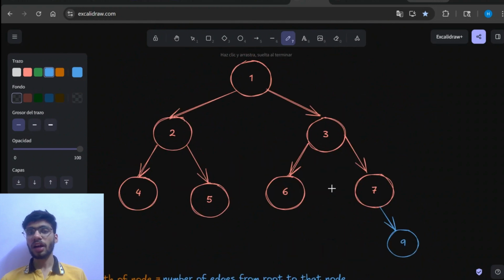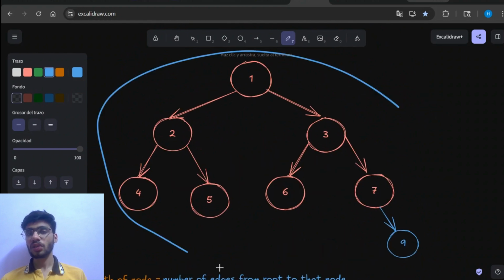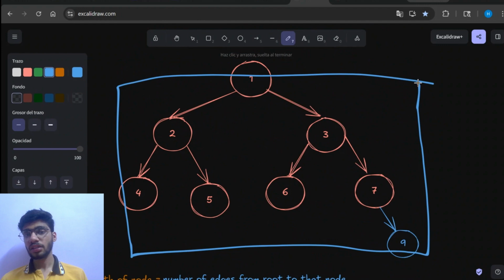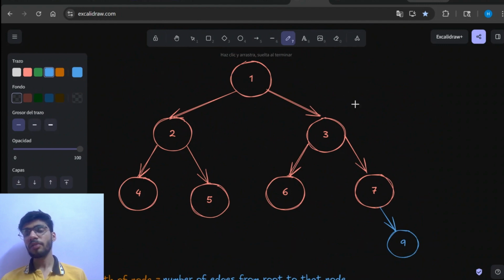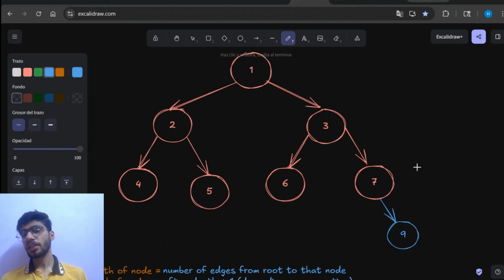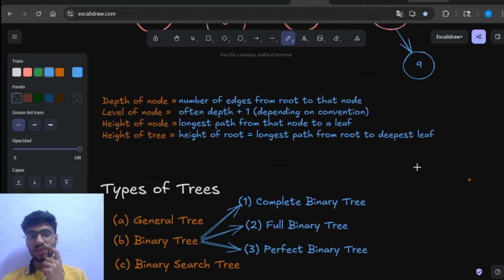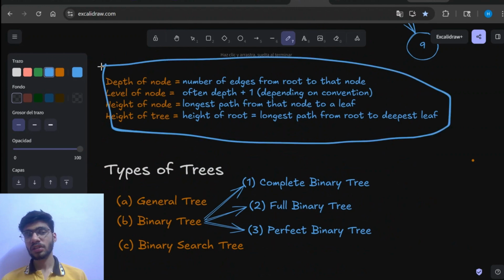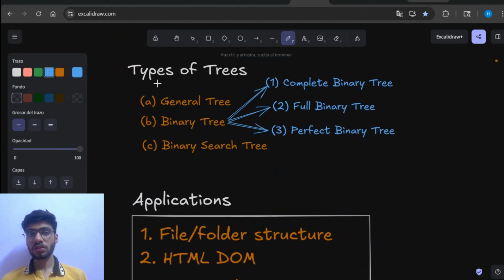So if I ask you what is the height of this tree, the height of a tree is the height of the root node. So here height is the edges 1, 2 and 3. So the height of the tree is 3. Basically height is usually levels minus 1. So here levels are 1, 2, 3, and 4. So the height is levels minus 1, which is 3. So these are the basics of tree or node.